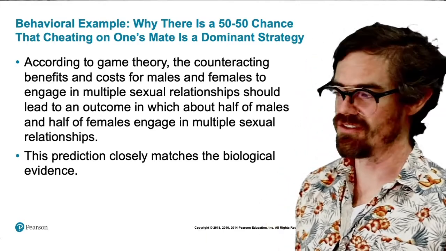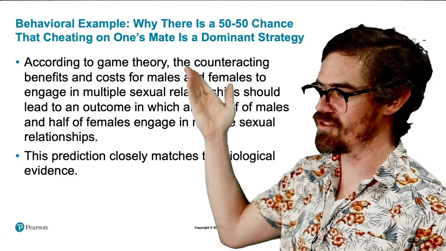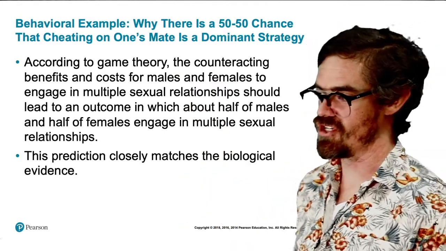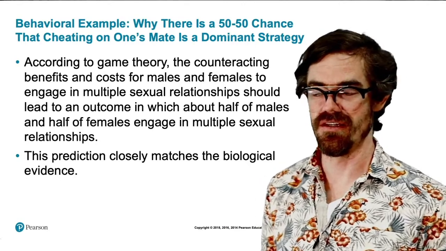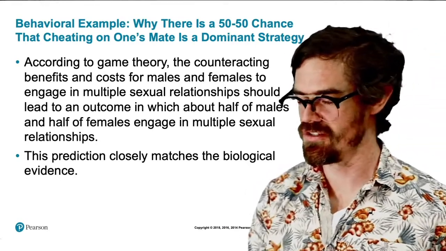So basically what this is saying is that there's a game theoretical prediction that 50% of males and females should cheat, and that prediction actually closely matches the biological evidence that exists. So pretty interesting behavioral example.